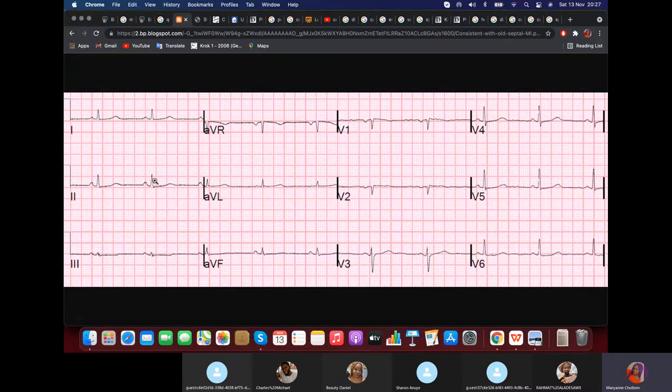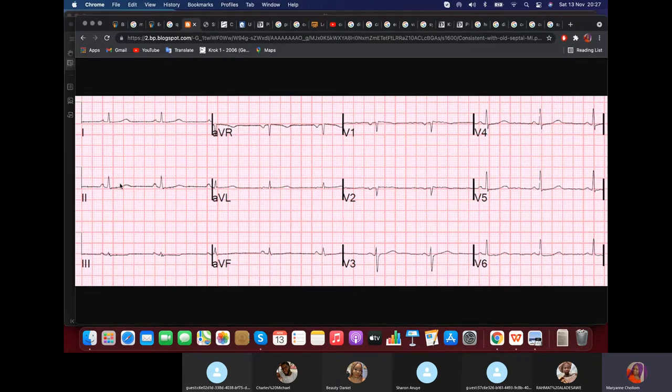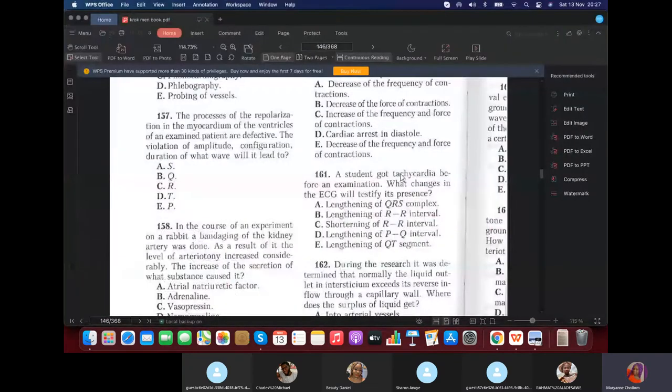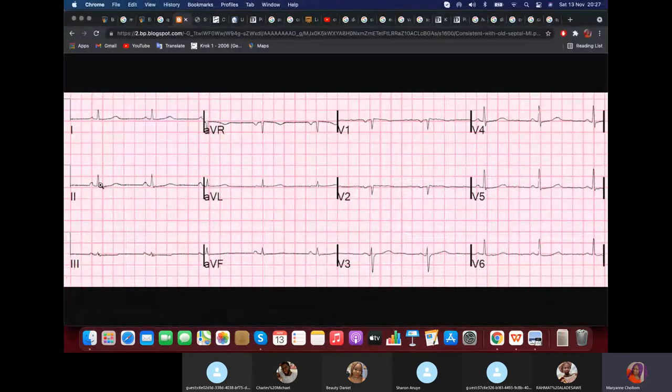So if it is shortening, let's say this was here. So we really have 2. 300 divided by 2 is what? 150. Imagine someone's heart rate being 150 beats per minute. So that's very high. So if someone has tachycardia, you see it by shortening of the RR interval. So it will be shorter, maybe from here to here, from here to here, from here to here.